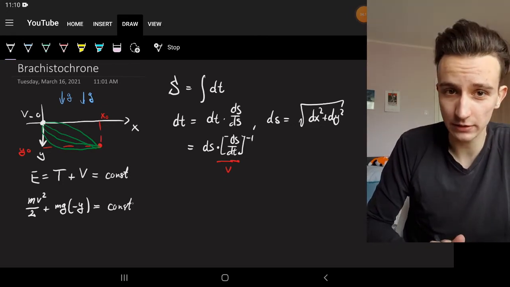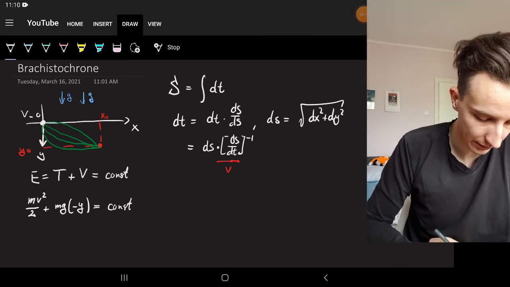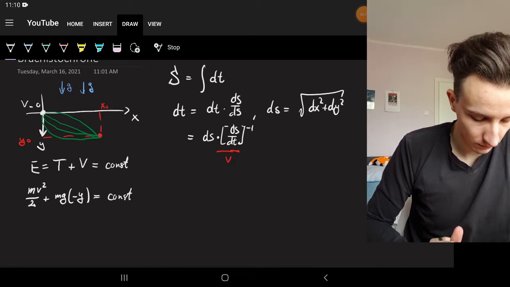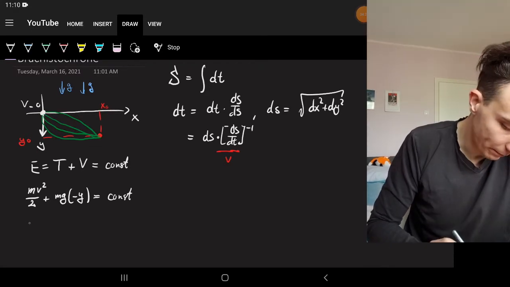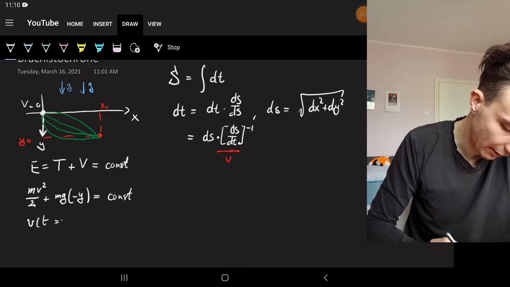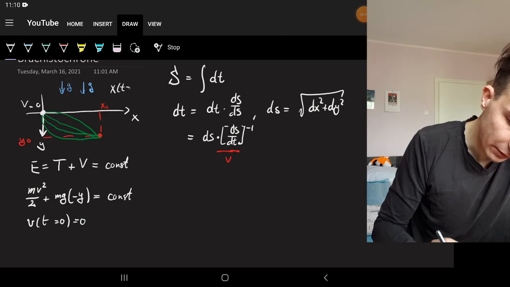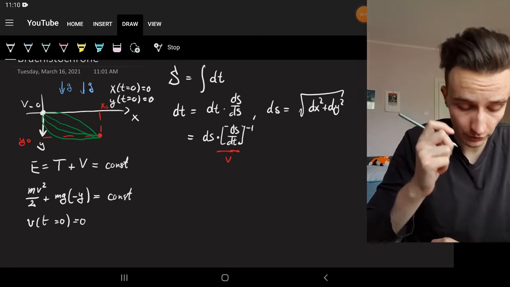Now, if that's constant, then we can just plug in y equals 0 and get the value for the constant. So we know that the velocity at 0 is 0. This is one of our initial conditions. V at time equals 0 is 0. And let me just note that x at time equals 0 is 0, and y at time equals 0 is 0. So both x and y are increasing with respect to time.